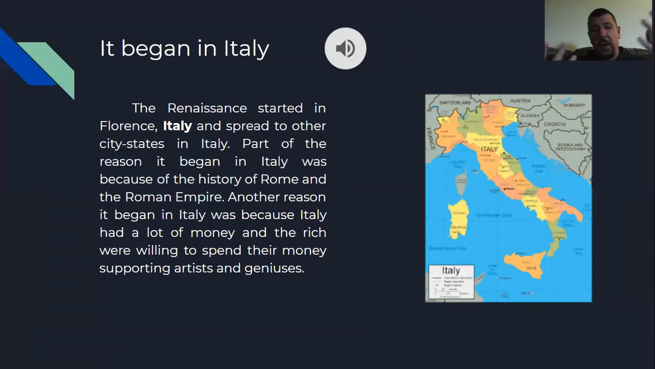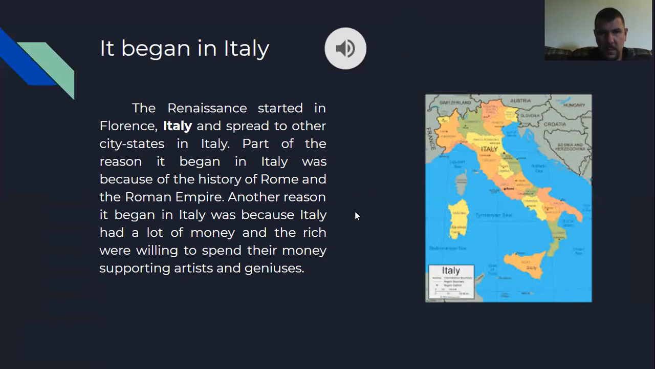And another reason it began in Italy is because Italy had a lot of wealth. They had a lot of money, and the rich were willing to spend their money supporting artists and different geniuses such as Leonardo da Vinci and Michelangelo. They were willing to spend that money on them because they had lots of money.